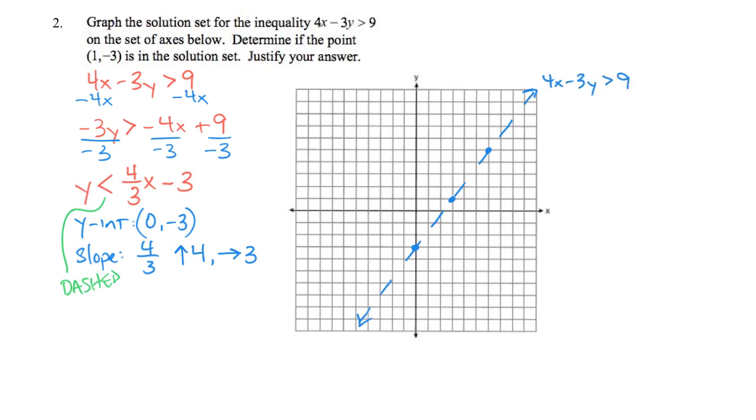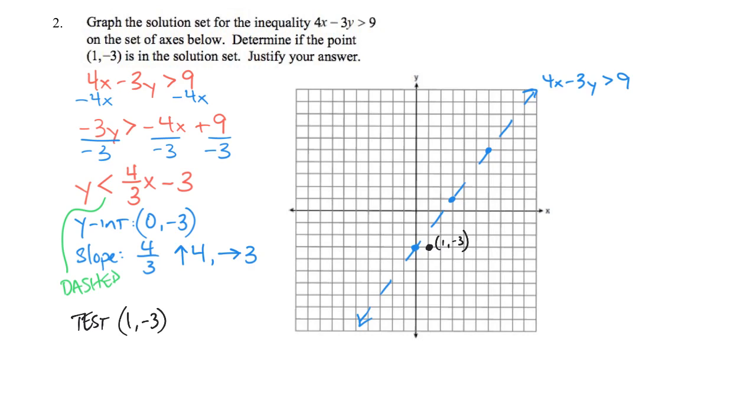Normally at this point, to decide what to shade, we would test (0, 0), and you can still do that. What I notice is that in the question, they are asking us to determine if (1, -3) is a solution. So in that case, I might as well test that as my point. Now I want to point out that (1, -3) is right here. So I'm testing to see if that's a solution or not.